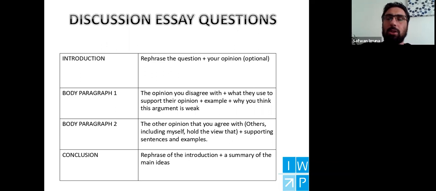Okay. So for example, others including myself hold the view that, and then you're going to give your supporting sentences and examples. The conclusion, as usual, is just a summary of the main ideas within the essay.